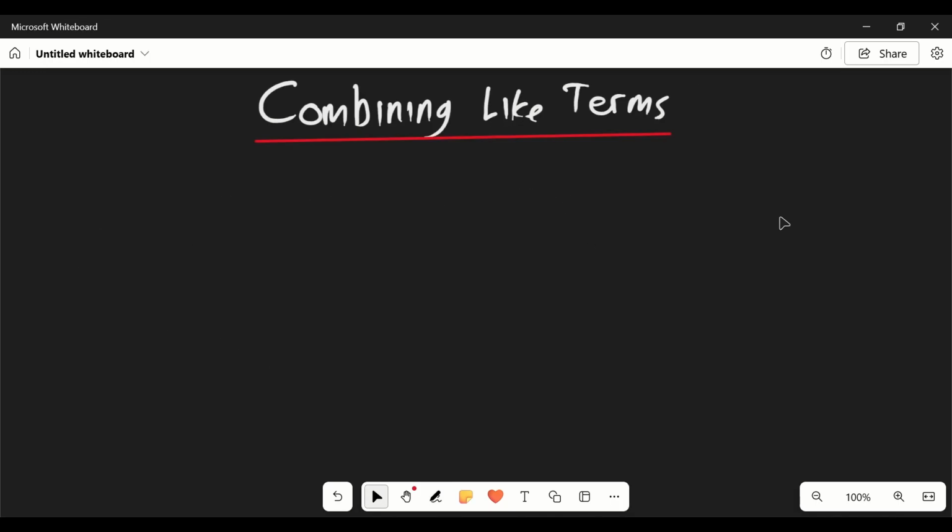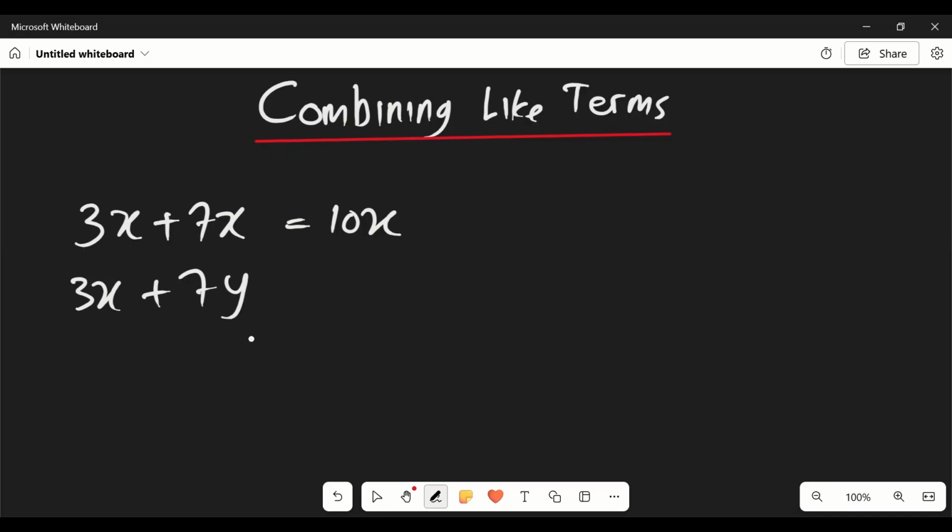Here's the rule. You can only combine terms if they look the same in the variable part. For example, 3x plus 7x. X is a variable, so both of these have x. Then we can combine the numbers, that is 10x. But if you find 3x plus 7y, we cannot combine these terms. Why? Because x and y are different quantities. It's like you add apples plus oranges, so they don't merge at all.